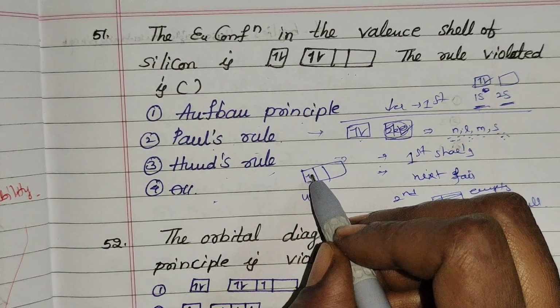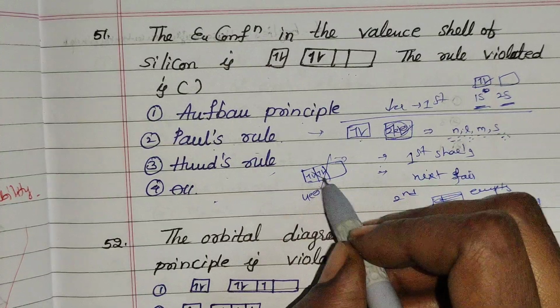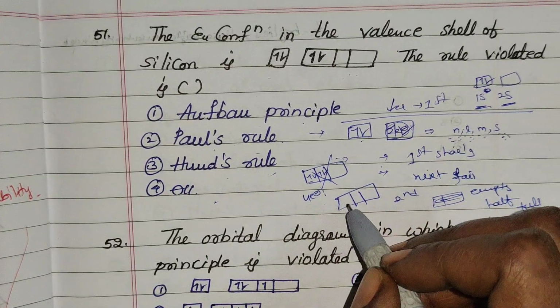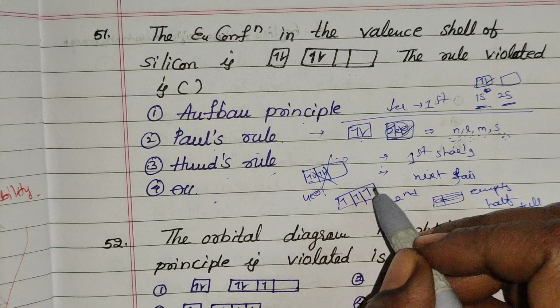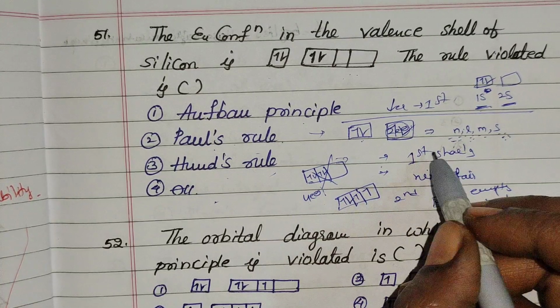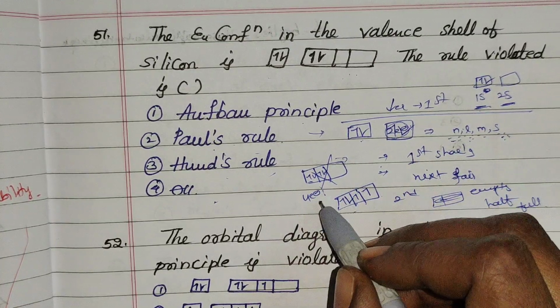In that time, don't write like this, two paired electrons. This is wrong. First, for four electrons, we have to give one electron to each orbital first. If any extra is there, we have to share. That is first sharing, next pairing. This is the first principle.